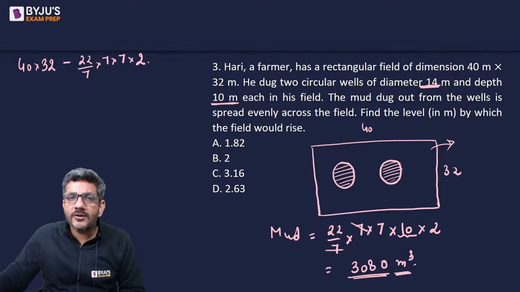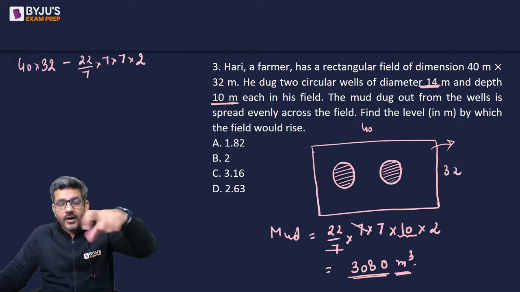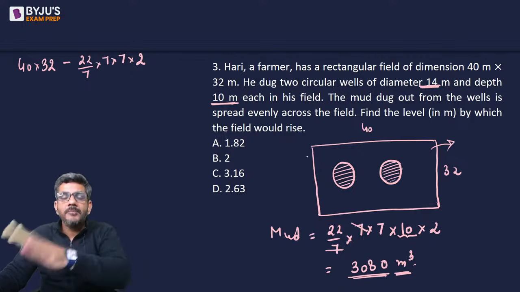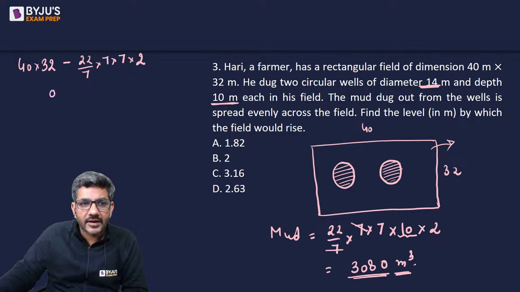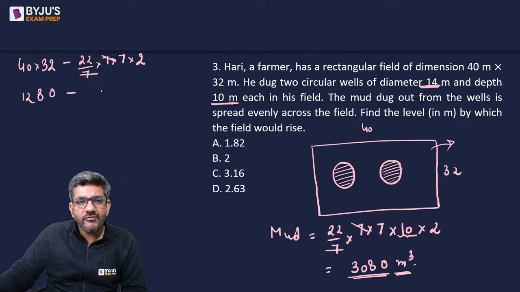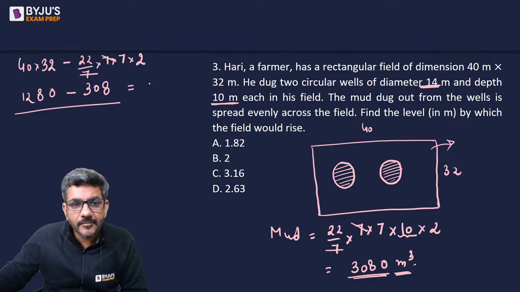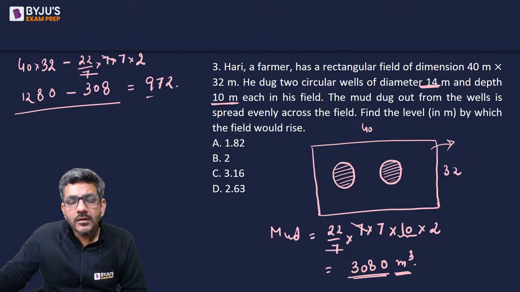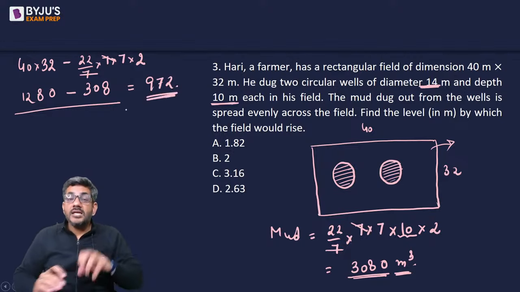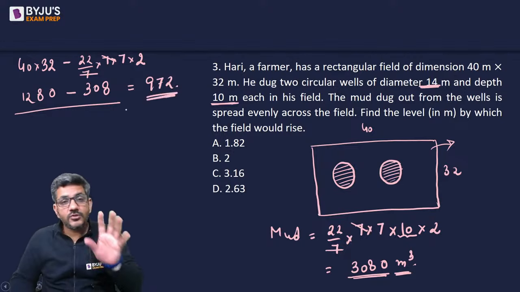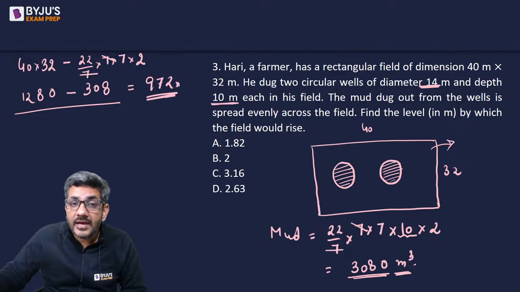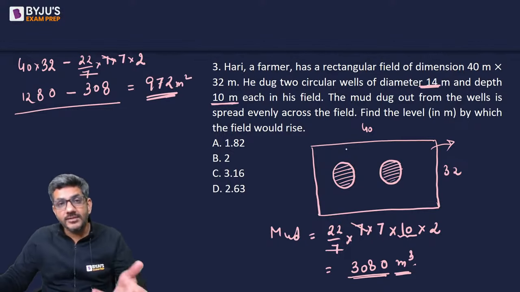So pi r square into 2 is the area of those two wells, which is to be subtracted from the total area of the rectangle. So it gives me 1280 minus, how much is this coming to, 14 twos are 28, 2 14 twos are 28, plus 2 is 30. So 1280 minus 308, how much will it come to? 972. 972 centimeters, sorry, meter square is the total area on which this mud is to be spread.